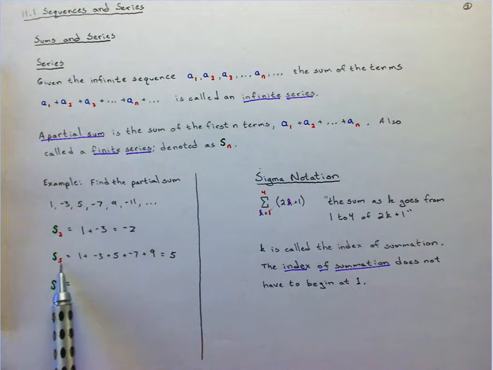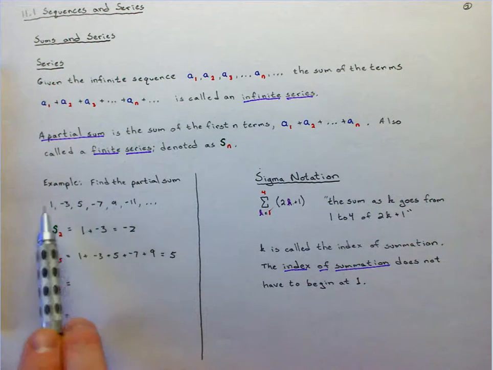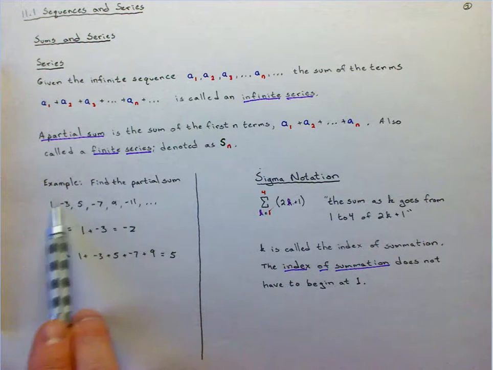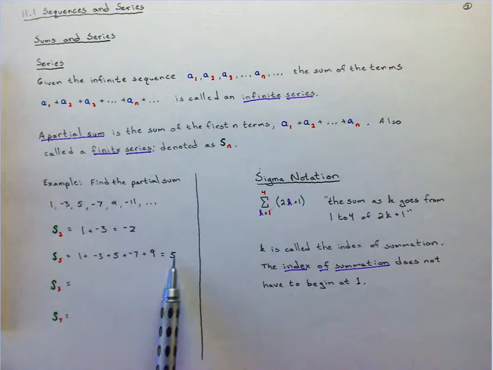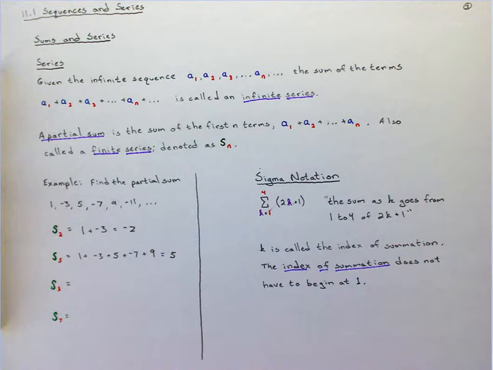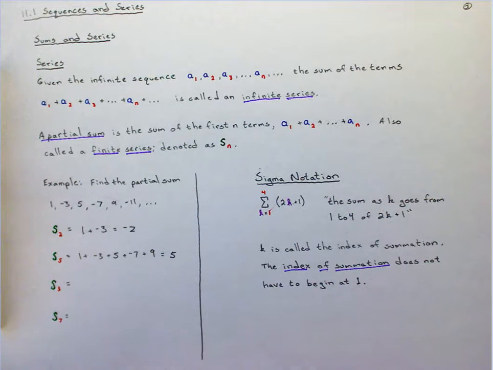And for S sub 5, that's the first 5 terms: n equals 1, n equals 2, n equals 3, n equals 4, n equals 5. So I take these 5 terms and sum them together, and I get the value of 5. For the other two, this is S sub 3 and S sub 7. Find the partial sums for these two, and after you find them, let's compare our answers.